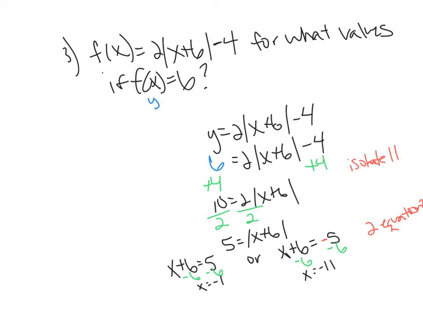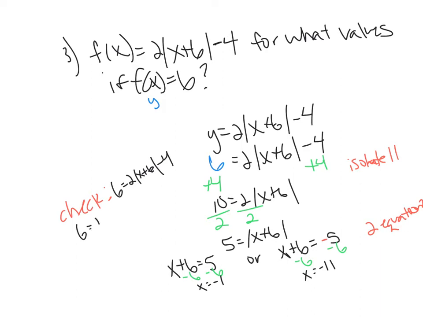And before we box our answers, we should always check. So what do we mean by check? Check means I'm going to go back to the original problem and plug in my x value to make sure that I get the corresponding y value. So my beginning problem is that 6 has to equal 2 absolute value x plus 6 minus 4. So let's see if that rings true for both.